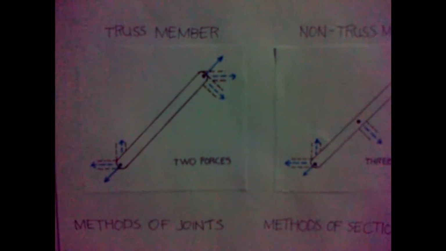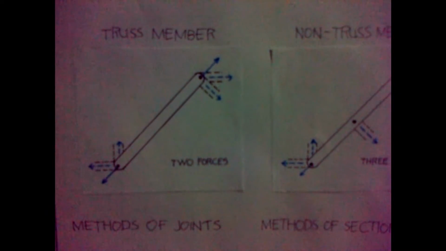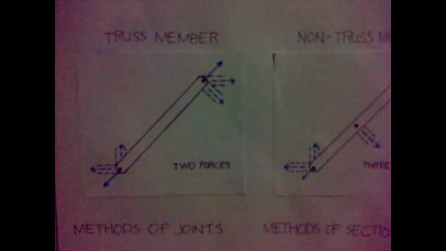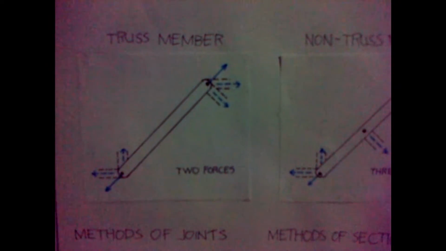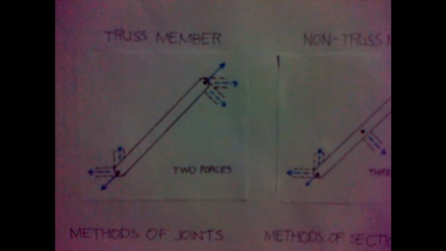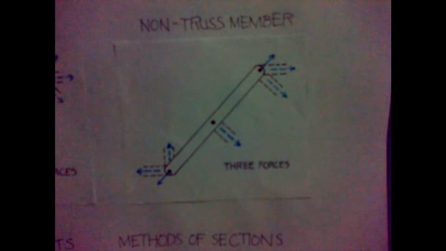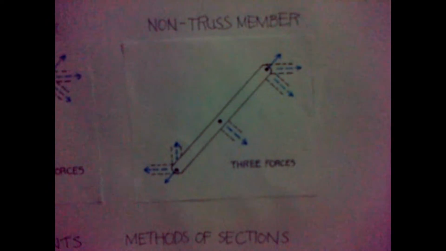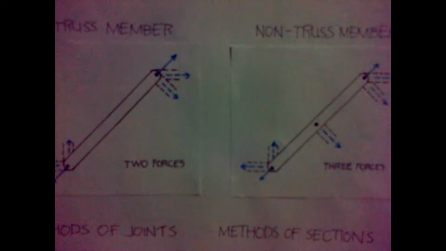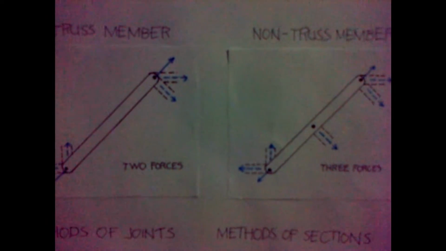For all truss members, the load in each member can only be applied at the two ends of the member. If a third load is applied to the member as shown in the right figure, then it cannot be a truss member. With only two forces on the member, they must be collinear to be in static equilibrium.